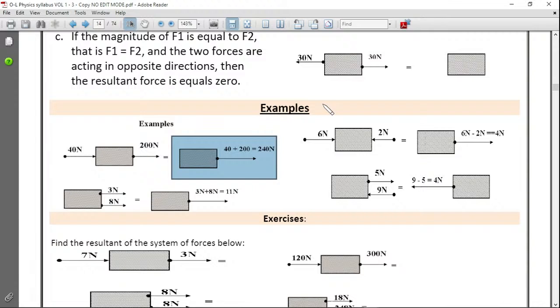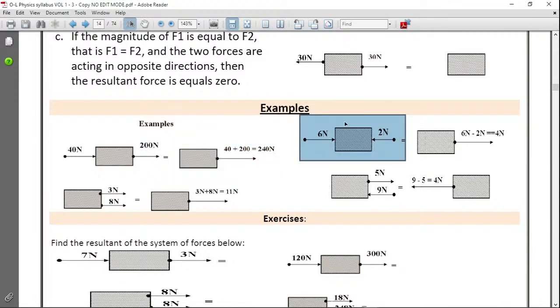In this second case, you equally have two forces acting, but they are acting in opposite directions. The resultant should be in the direction of the force that is greater. So it should be to the right, because this 6 newtons is acting towards the right. The direction is to the right. So the resultant force will be like this, 4 newtons to the right.